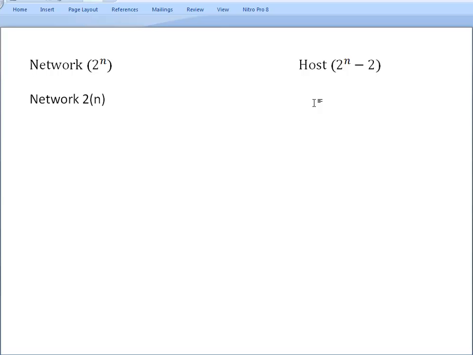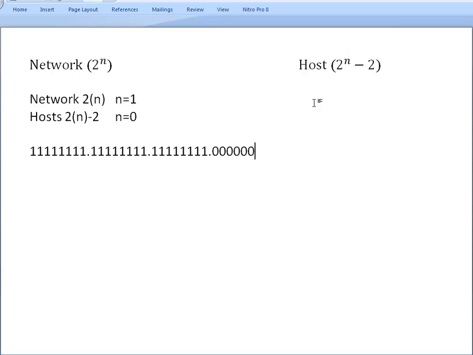For the network, 2 to the power n, this n will equal how many ones there are. For the hosts, 2 to the power n minus 2, this n is how many zeros there are. Remember, when we were doing the subnet mask, it was ones on the left, zeros on the right. For example, 24 ones and then 8 zeros.